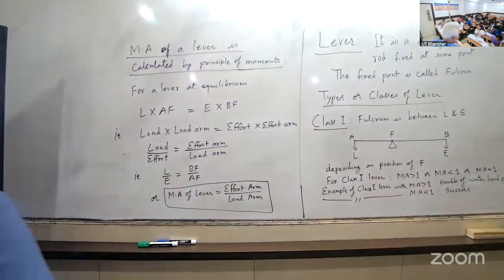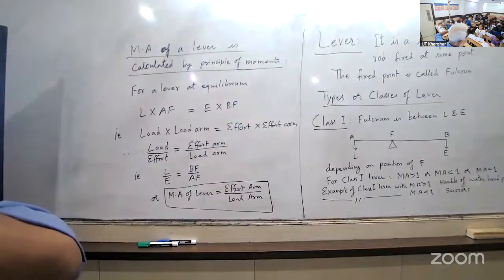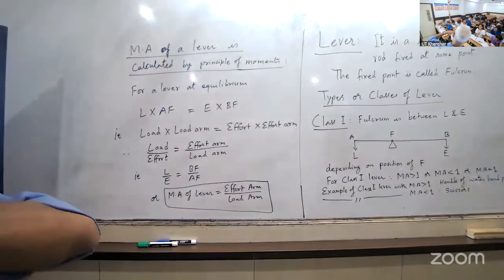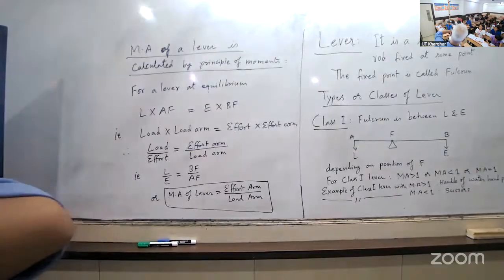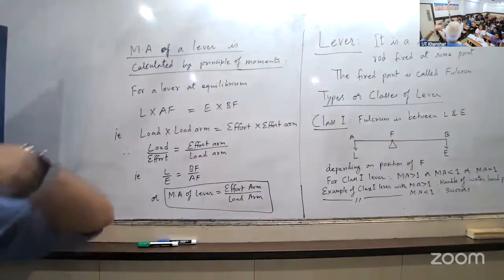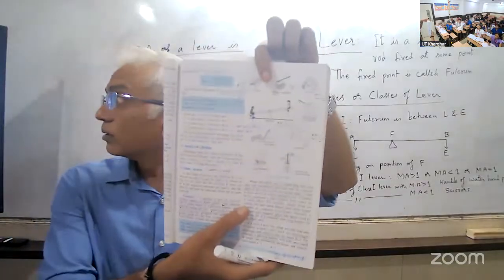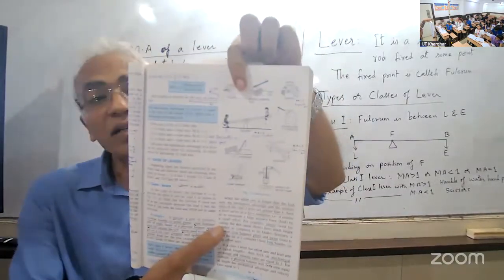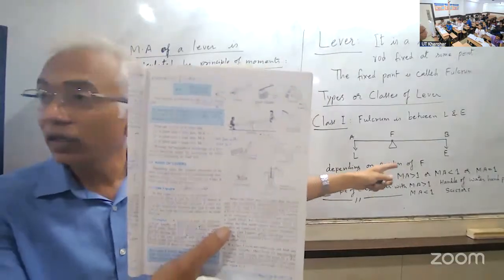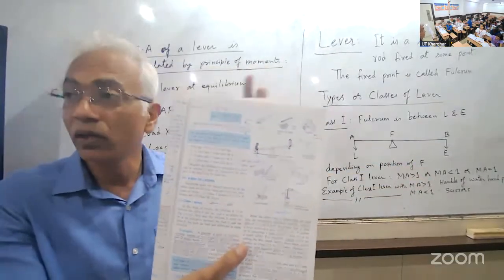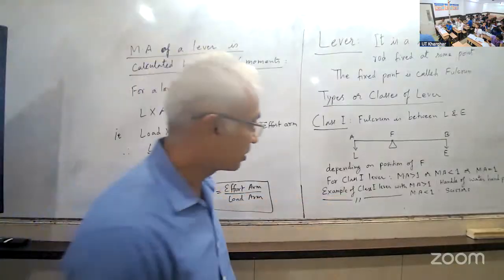So which machine has that? Seesaw, okay? In a seesaw, the fulcrum is exactly in the middle, okay? So you can look for more examples and figure out. Okay, so see these examples of class 1 lever of every type: MA greater than 1, MA less than 1, and MA equal to 1. Okay, I am just writing one example.